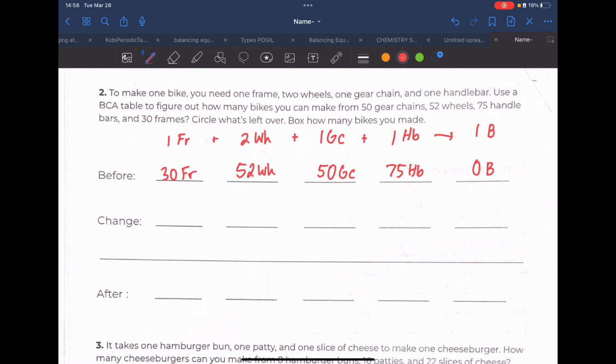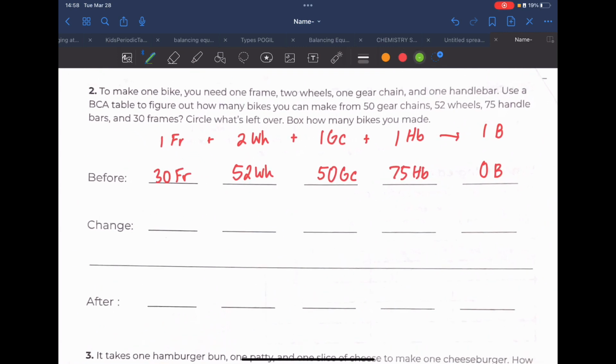Then remember the next step is to divide. So I'm going to divide my number down here by the number up here. So 30 divided by 1 gives me 30. 52 divided by 2 gives me 26. 50 divided by 1 gives me 50. 75 divided by 1 gives me 75.